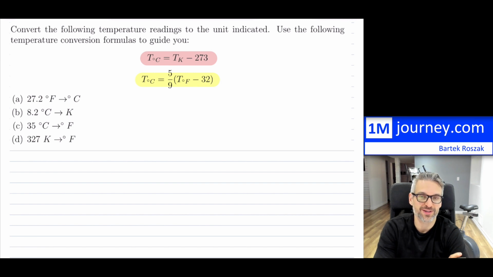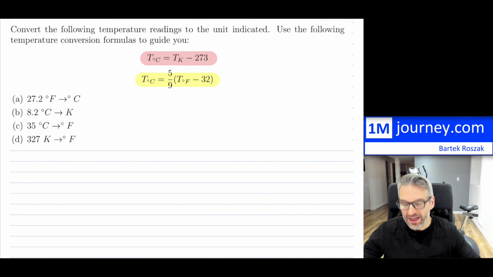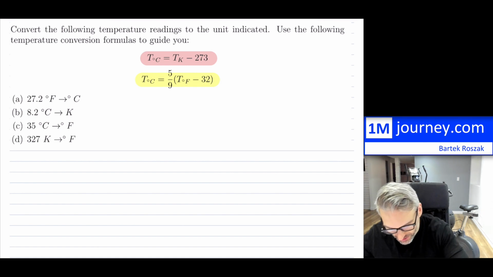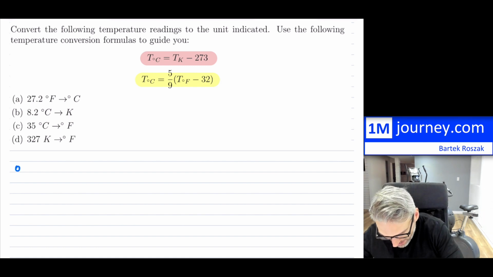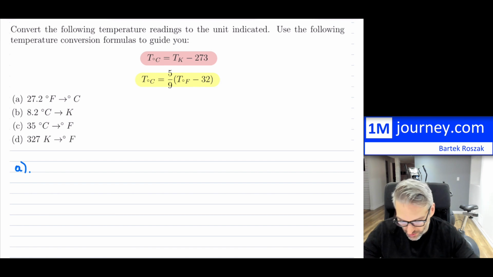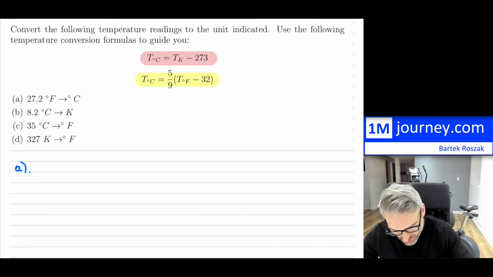Of course, sometimes we'll forget these formulas, so you can take a look at them and refresh yourselves. But once you have them, this isn't really that difficult. So let's give it a try. Here is A. We want to take 27.2 Fahrenheit into Celsius. I'm going to use that equation number 2. Let's call this one 1, and this one number 2.